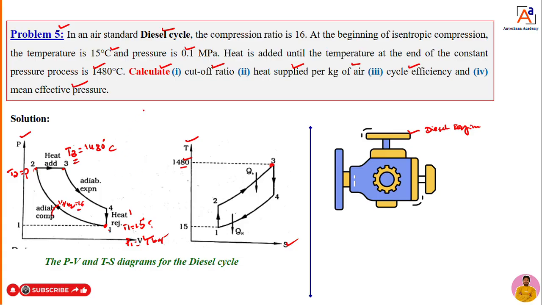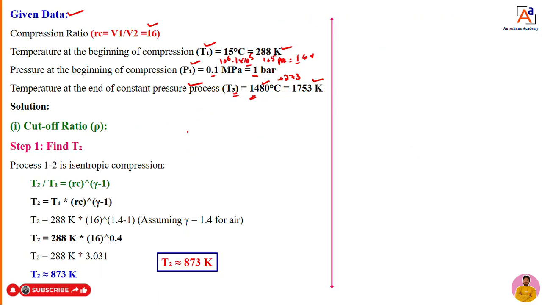But in this he is asking to calculate: first parameter is cutoff ratio, that is rho. Second one, heat supplied, that is QS. Third parameter, cycle efficiency, that is eta. Then the fourth parameter is MEP. These all things he is asking. So now we will solve this problem step by step, dear students. Okay, fine. Now I list out the given data.